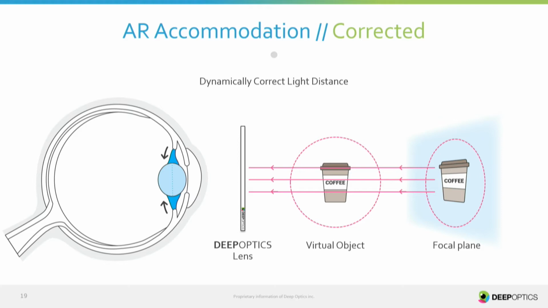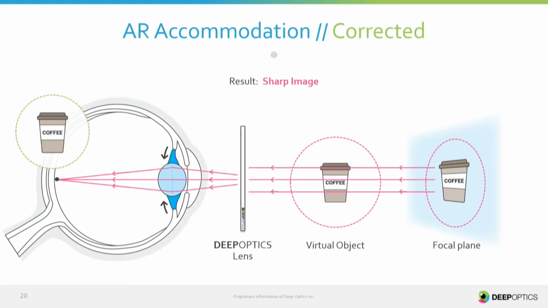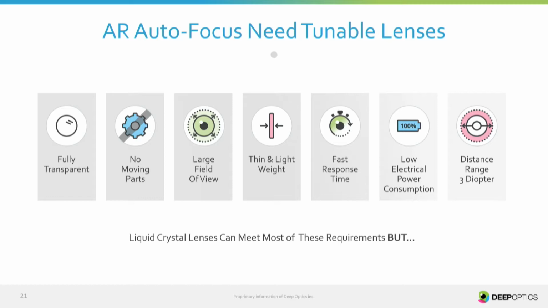So here's what we want to do. In this case, it says deep optics lens, but you could put any lens here to actually change the rays' angle so as to match the real distance of the object. If we could reshape the phase of the light, the angles of the rays, we could then fit to the perceptive accommodation of the lens and get the sharp image. So that was the physiological explanation or preview to why we have the problem, what is the problem, and what we're trying to solve.